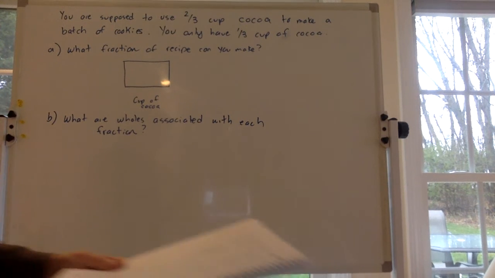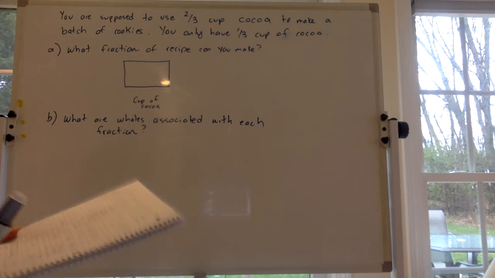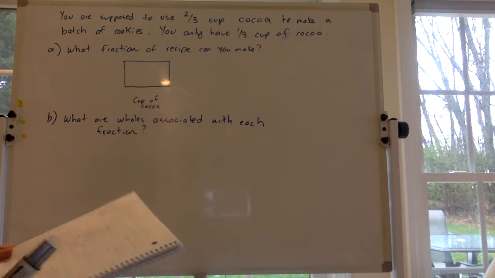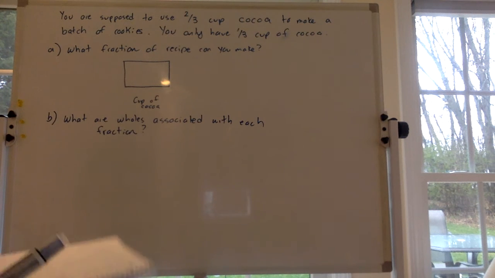Hi everybody. In this video we're talking about baking and we're talking about fractions, and I know this happens to you when you're baking and sometimes you get mixed up with the fractions, but let's see. You're supposed to use 2/3 cups of cocoa to make a batch of cookies, but you only got 1/3 a cup of cocoa. What fraction of the recipe can you make?